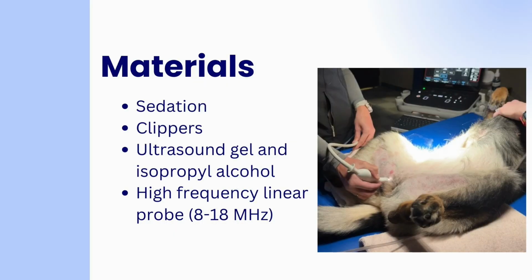To perform a medial and caudal thigh ultrasound examination, the patient should be sedated and placed in dorsal recumbency. The hair over the scanning region should be clipped. Ultrasound gel and alcohol improve acoustic contact, and a high-frequency linear probe, typically between 8 and 18 MHz, is recommended.